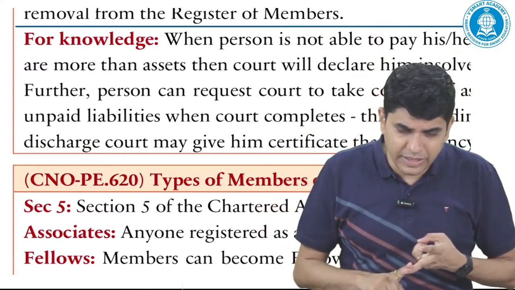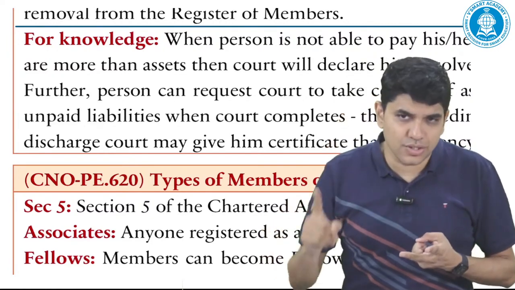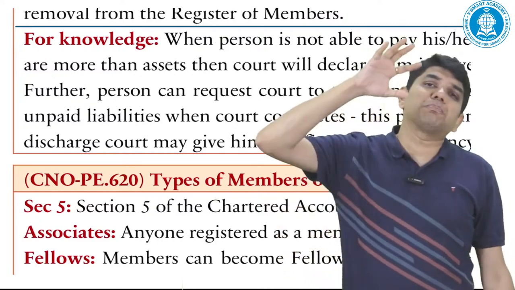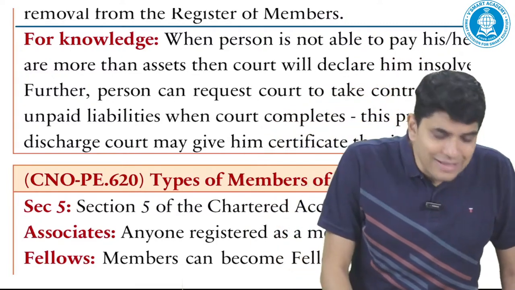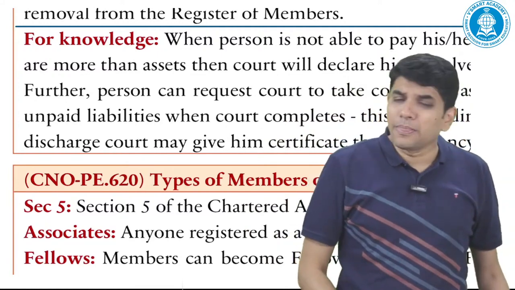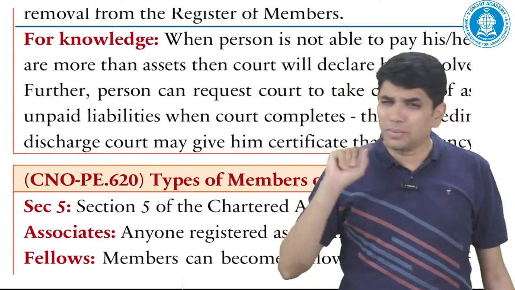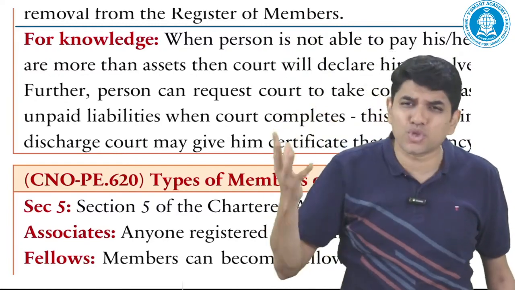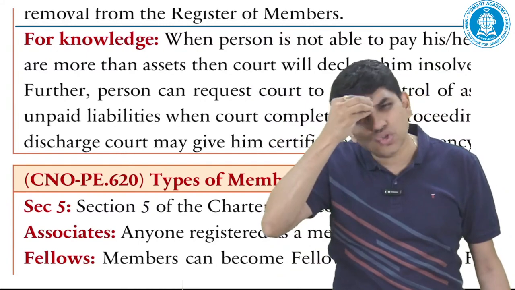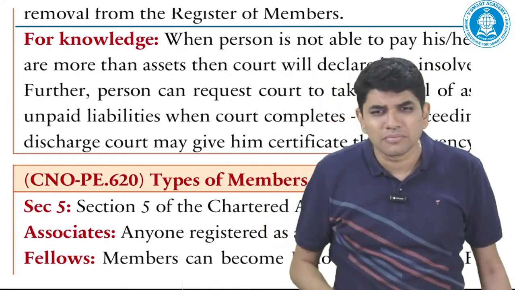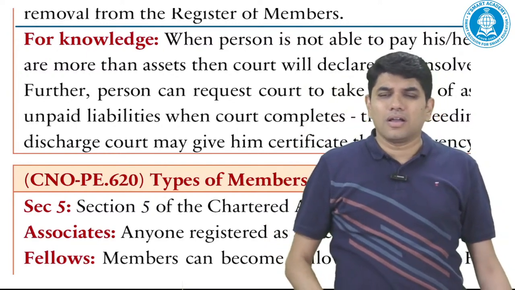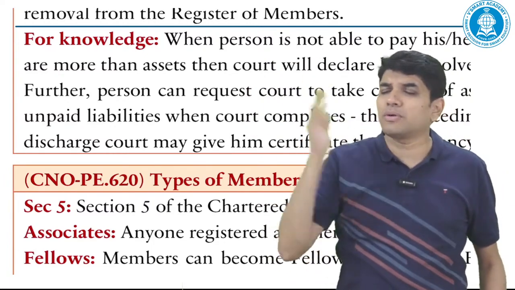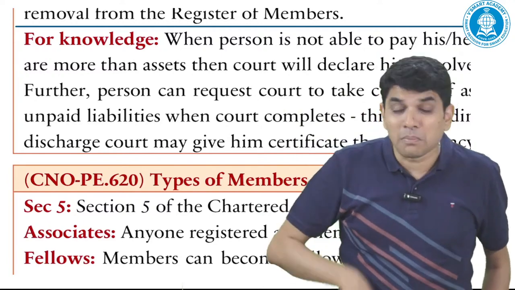So first the person becomes insolvent. Then he goes to court and makes a request. Then he is discharged. Now, during the proceedings, if the person proves that this insolvency has happened not because of his mistake, but because of misfortune. My fortune was not all fine. I went for a factory, an earthquake took place. Everything was destroyed before I could take an insurance policy. My misfortune.